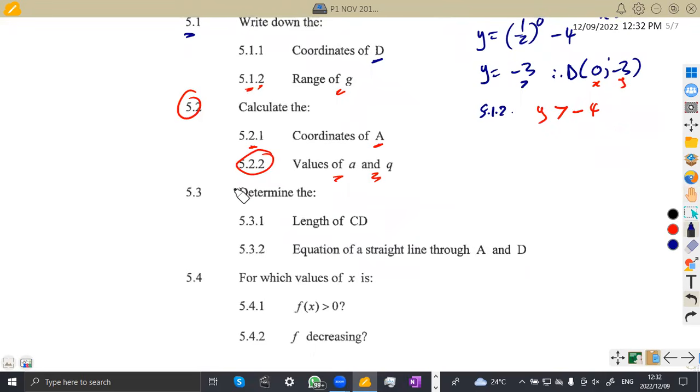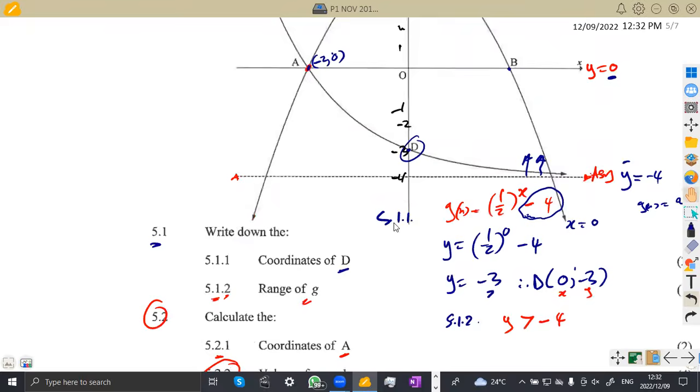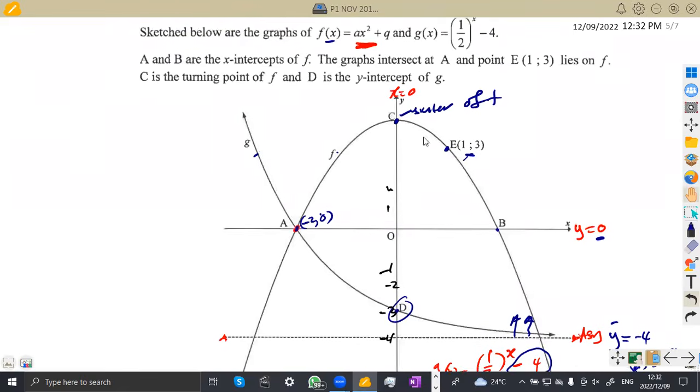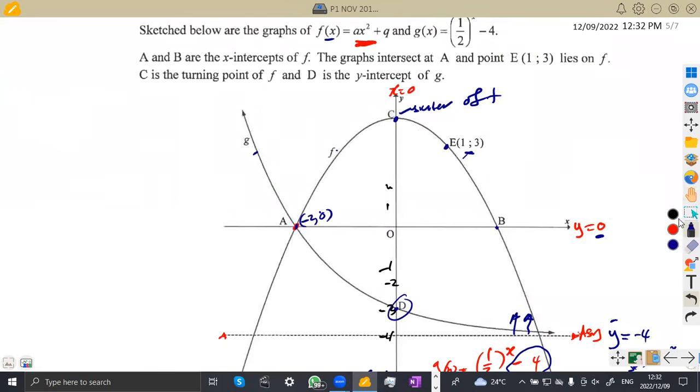If you are to cross-check the other part, 5.31, the length CD. Okay, the length of CD. Okay, let's check what we have. We do not have the point C. The point D we have, remember we calculated D before, we got 0, negative 3. So we put negative 3 here. It's actually a straight line on the y-axis. So by just finding the value of C here, it's going to be easier to find CD.